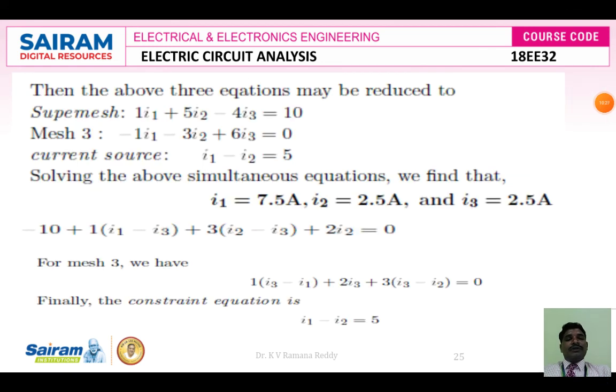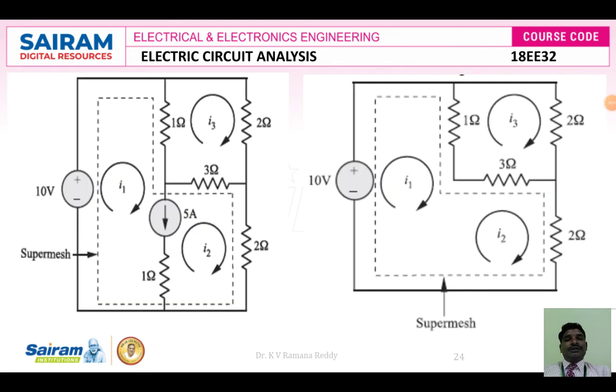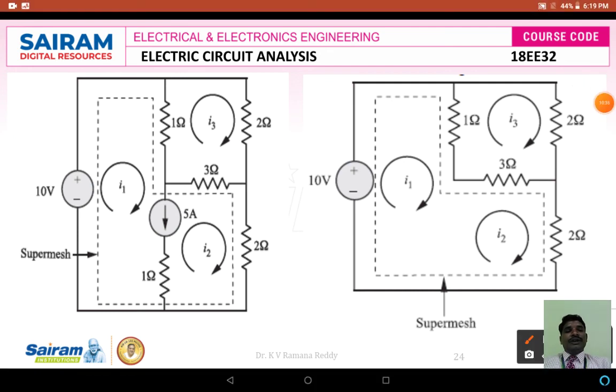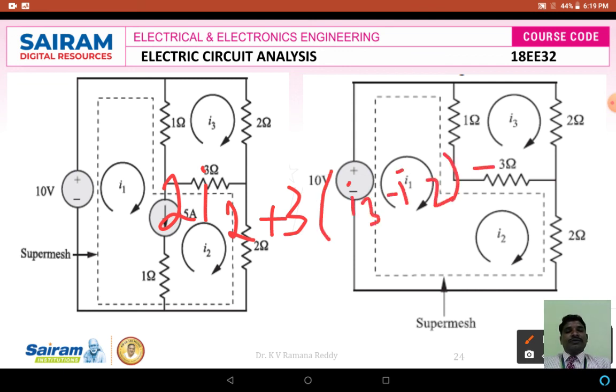Next, we can write one more equation, that is for mesh 3. If you apply KVL only for mesh 3, the equation becomes 2I2 plus 3 into I3 minus I2 plus 1 into I3 minus I1 is equal to 0.